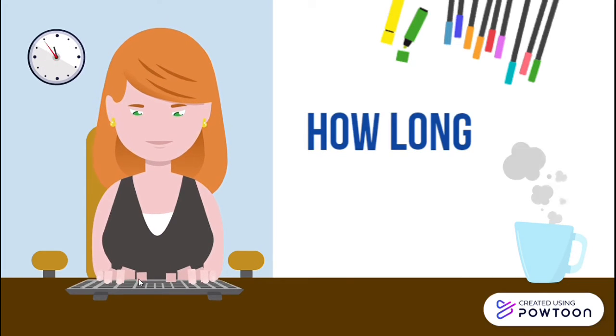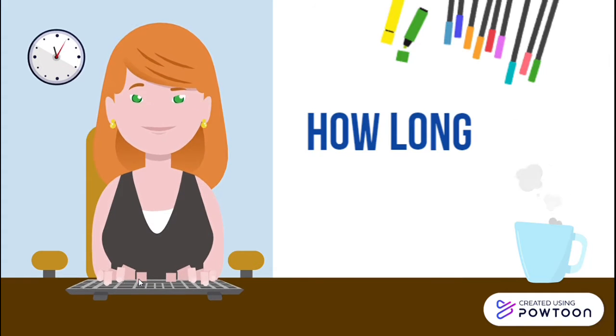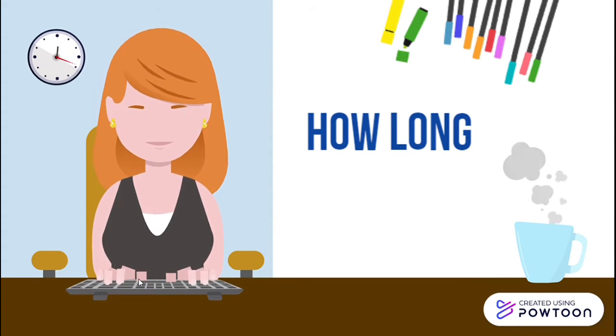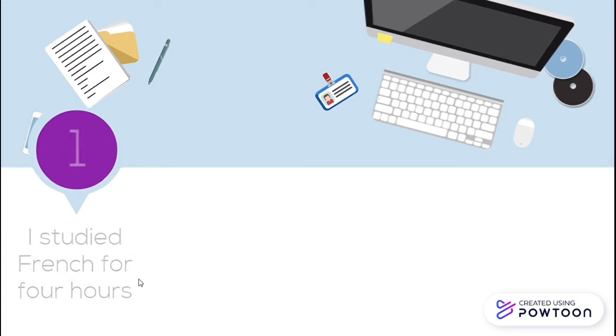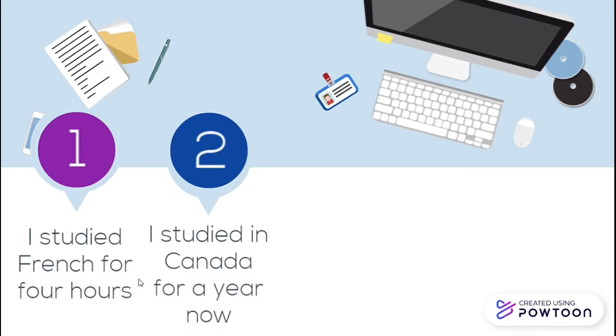Let's now move on to example sentences showing us how long something happened. I studied French for 4 hours. How long did I study French? 4 hours. I studied in Canada for a year now. In this sentence, for a year now tells us how long I studied in Canada.